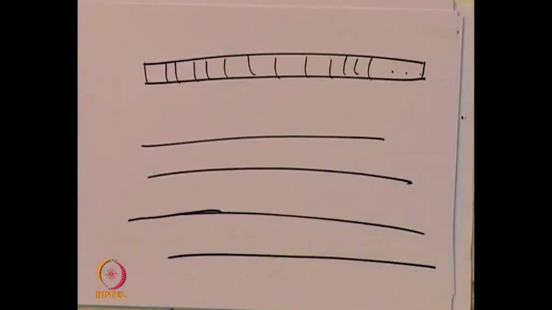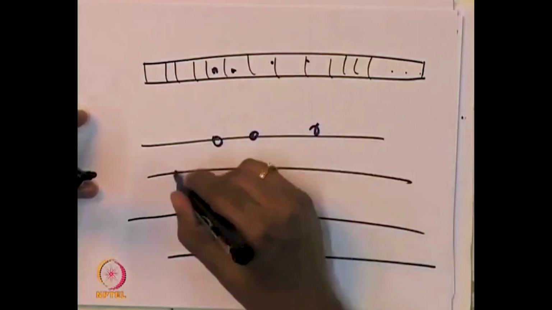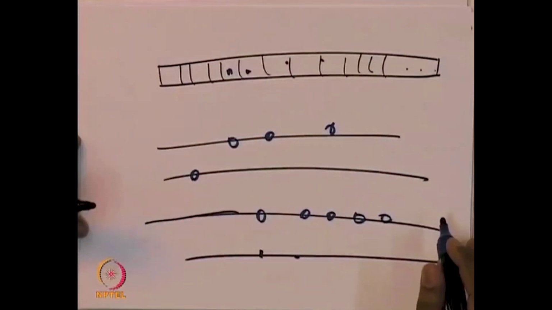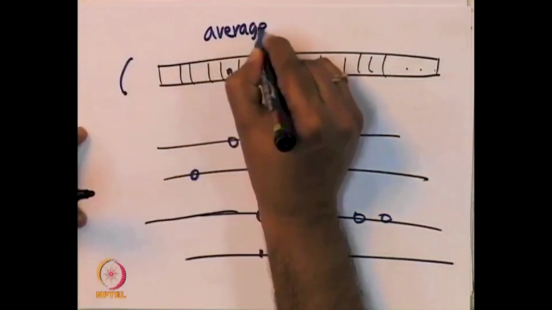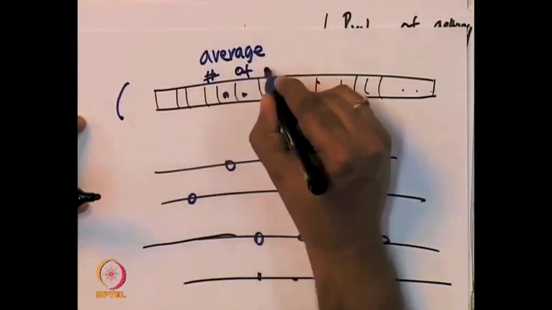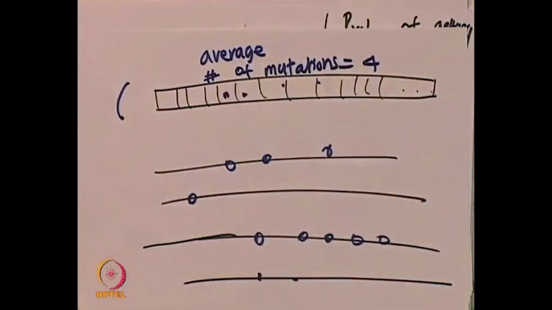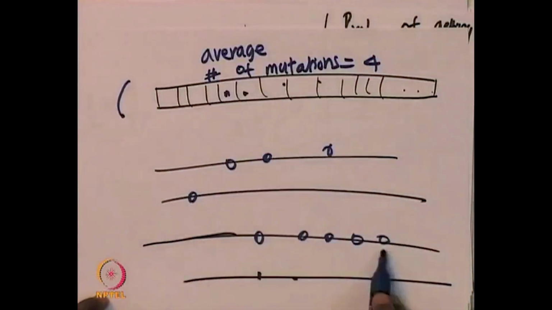Now, each of these copies has some mutations. Let us say this has some number of mutations, this has some mutations, this has some mutations. Let us say that on average there are 4 mutations. Some of them will have 3, some of them will have 1, some of them will have 5, some of them will have 10. On average, let us imagine there are 4 mutations.